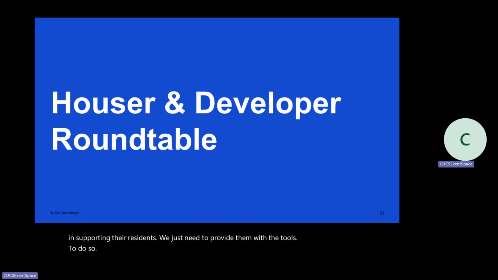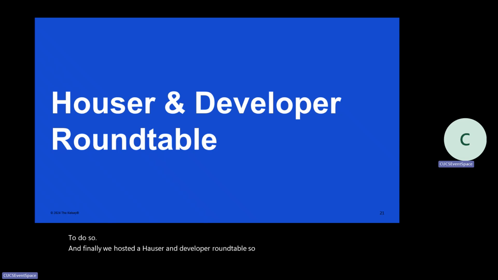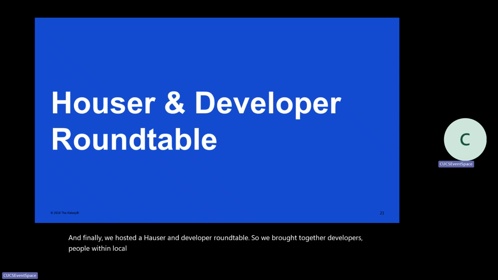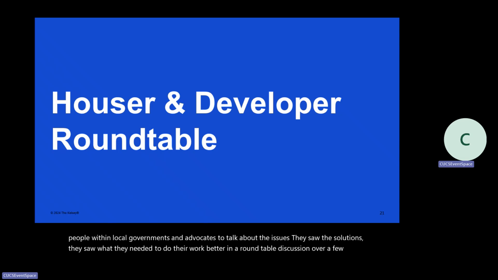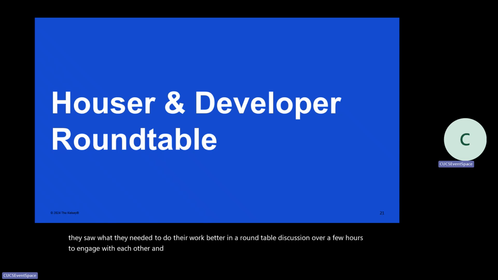And finally, we hosted a Houser and Developer Roundtable. So we brought together developers, people within local governments, and advocates to talk about the issues they saw, the solutions they saw, what they needed to do their work better, in a roundtable discussion over a few hours to engage with each other and learn from each other.